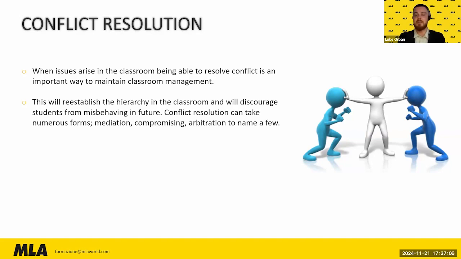And obviously, if there's conflict between students, the teacher needs to act as a mediator, possibly an arbiter between the two students, and work for compromise. Mediation and arbitration are quite similar, but basically when this arises, we need to allow the students to explain their side of the story, both sides.